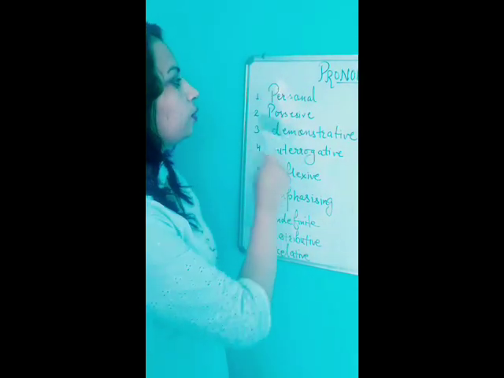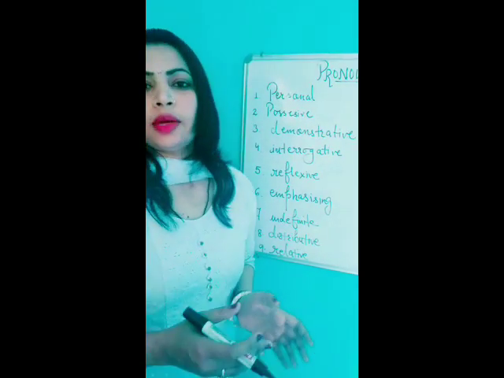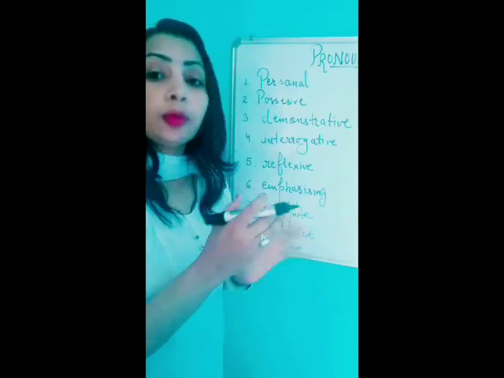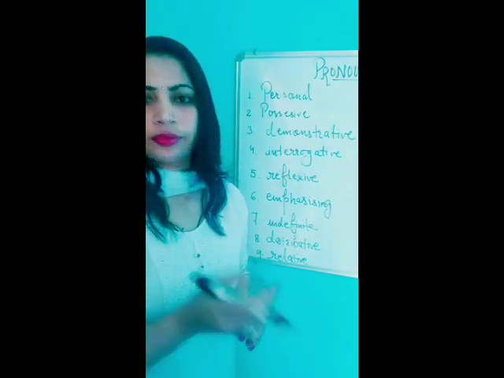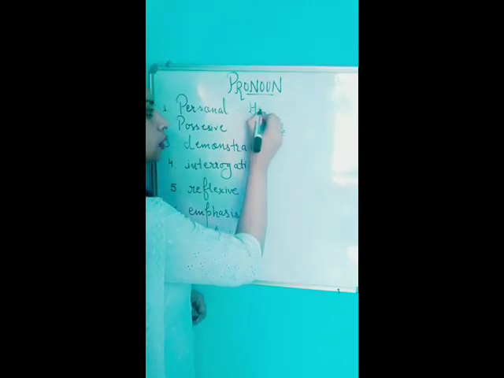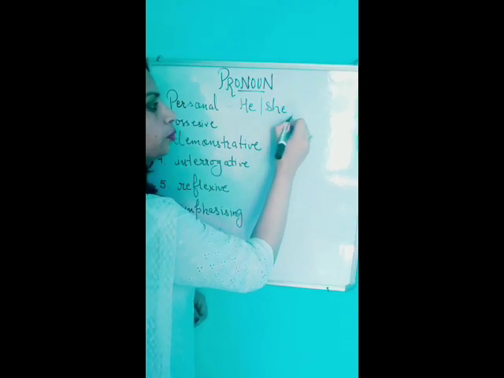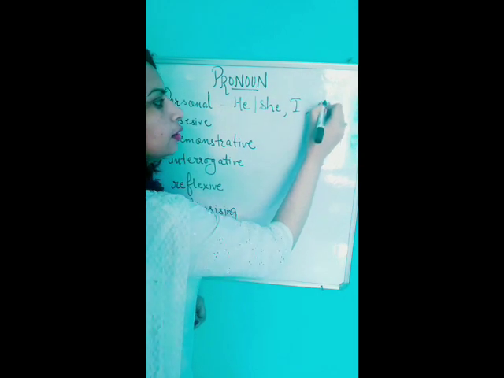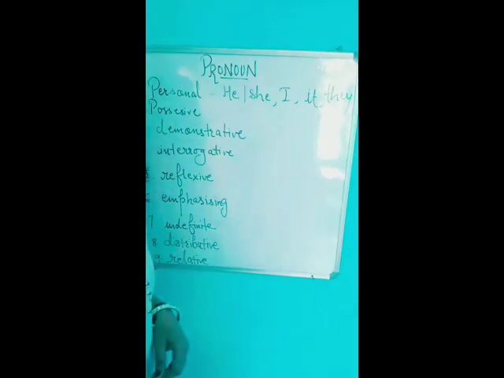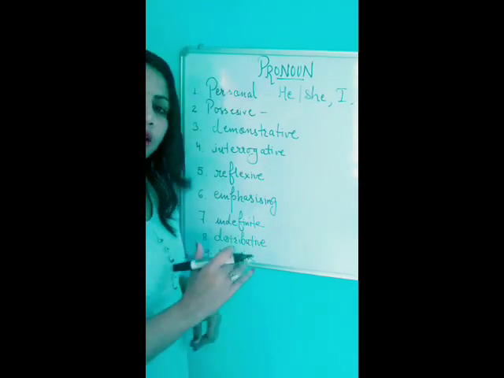So first of all we are starting with the personal pronouns. Personal pronouns refers to people and things only. They take place of people and thing. Simple pronouns, these are like he, she, I, it, they, likewise.